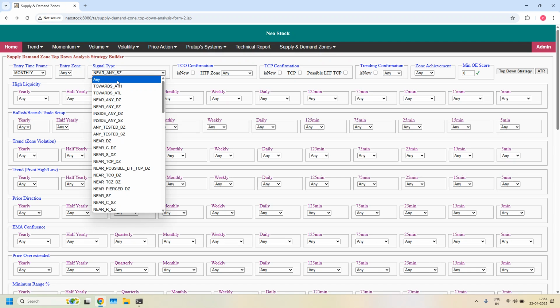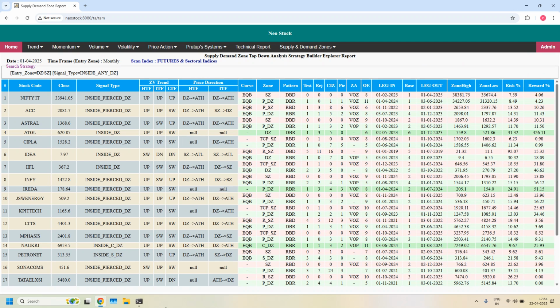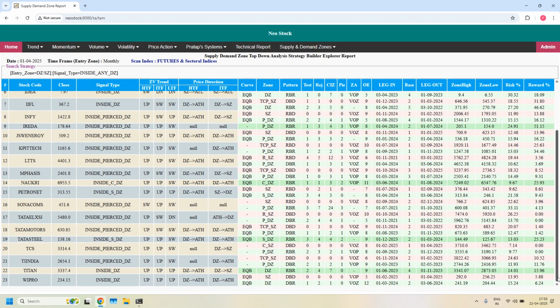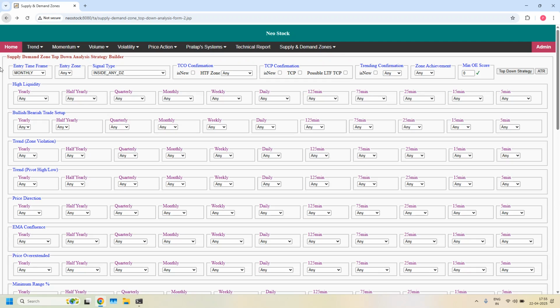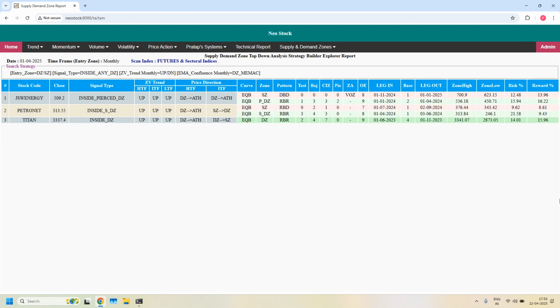Next, price closed inside the monthly demand zone. First 17 stocks in the list. Scrolling the list down. Total 23 stocks are filtered. We can further filter based on monthly demand zone having monthly EMA Confluence, and also the trend on the monthly should not be sideways. It can be up or down. So we got 3 stocks.